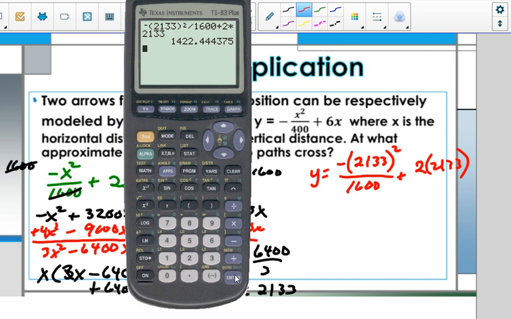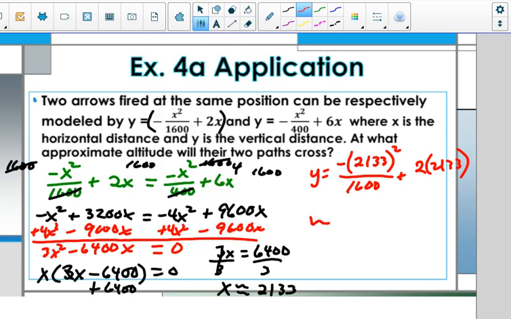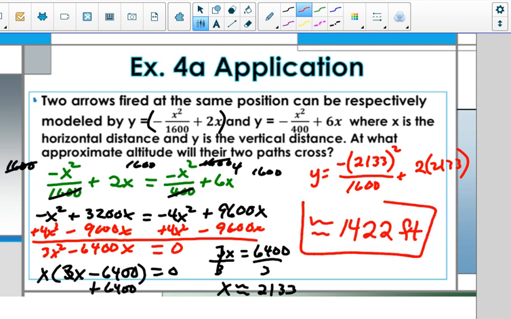That's going to give me an answer of 1422.444375. So they're saying approximate, so we would round that to the nearest foot. This would be about 1422. So about 1422 feet. This would be the approximate height that our two graphs would intersect.